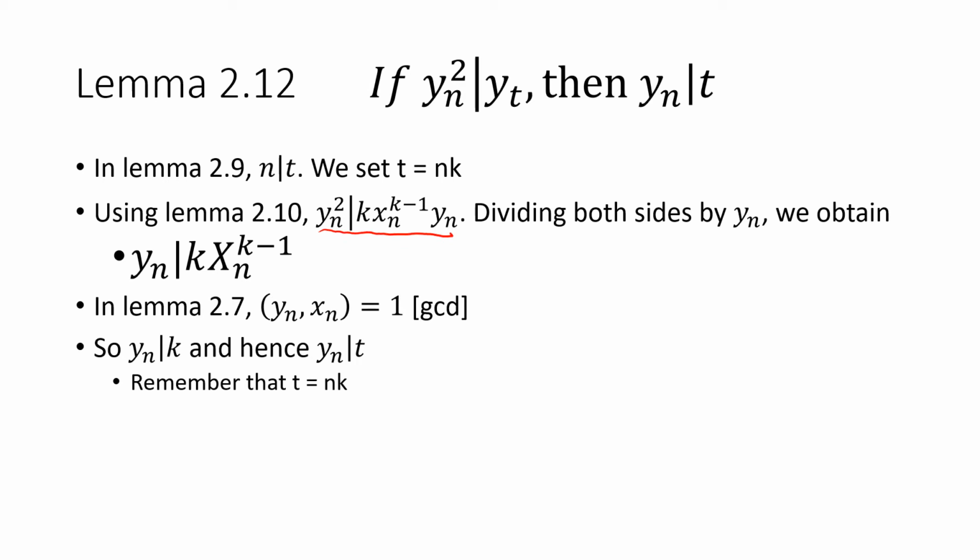k x n to the power of k minus 1 and y of n. Now, if we divide both sides by y of n, so we take these out, we obtain this equation here. Now, as we know in 2.7, y of n and x of n have a GCD of 1. So k is divisible by y of n, and hence t is also divisible by y of n.